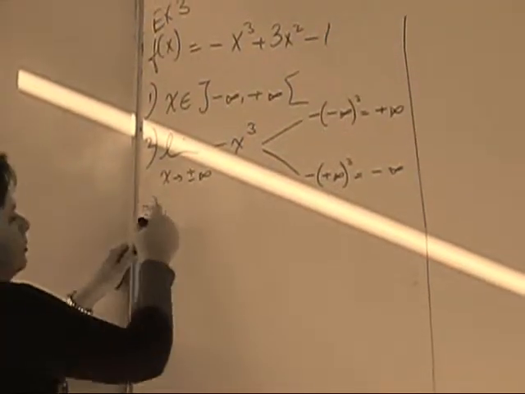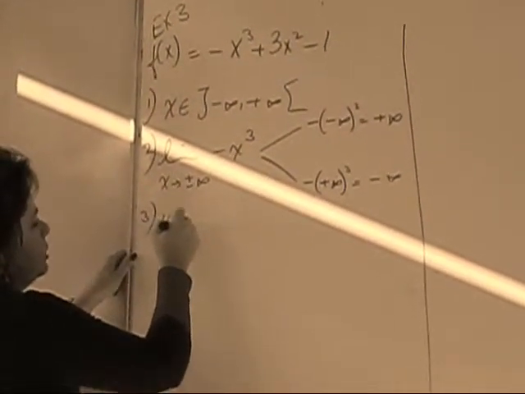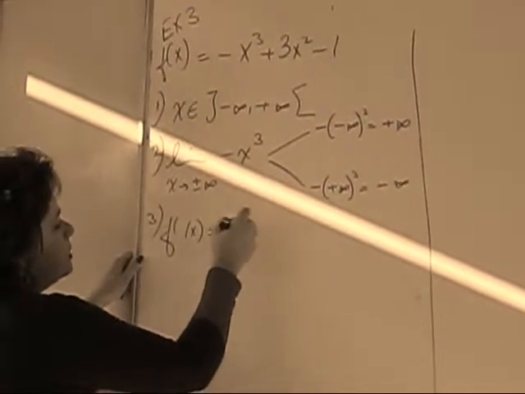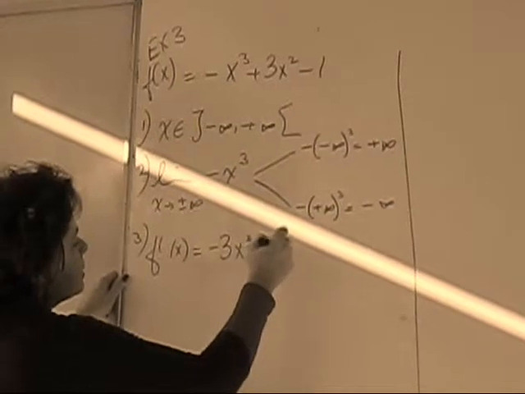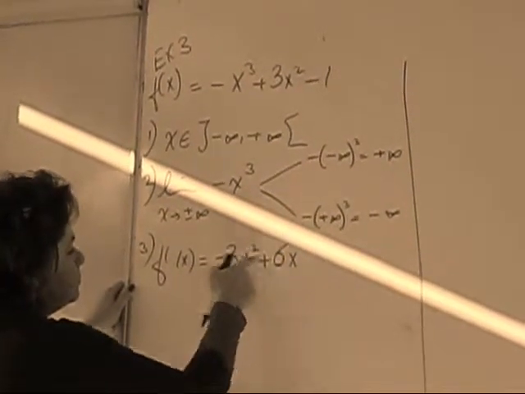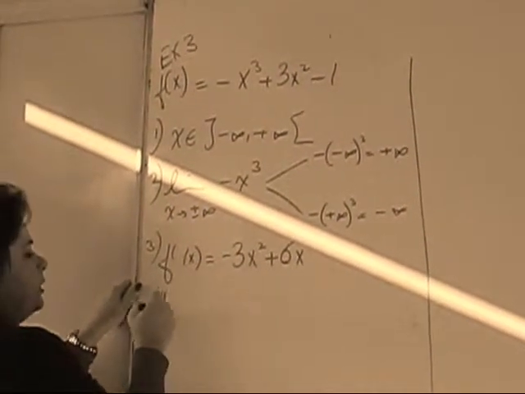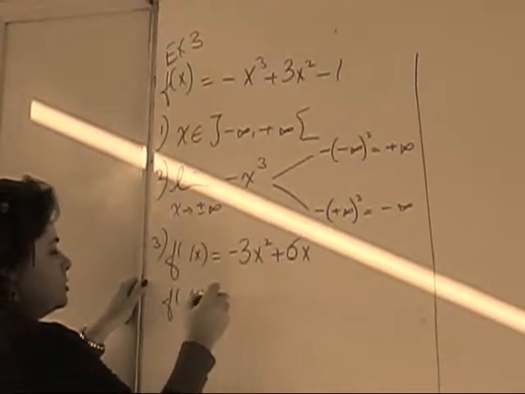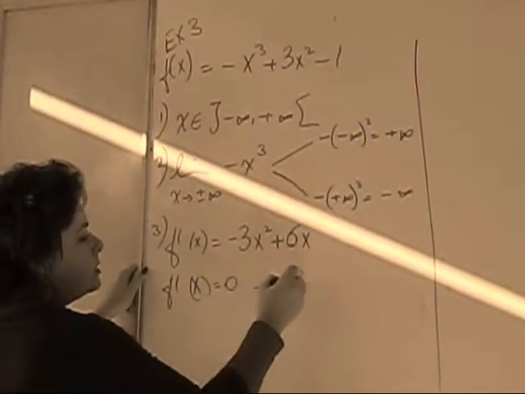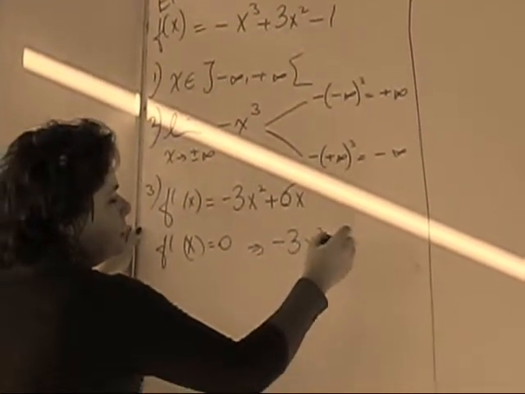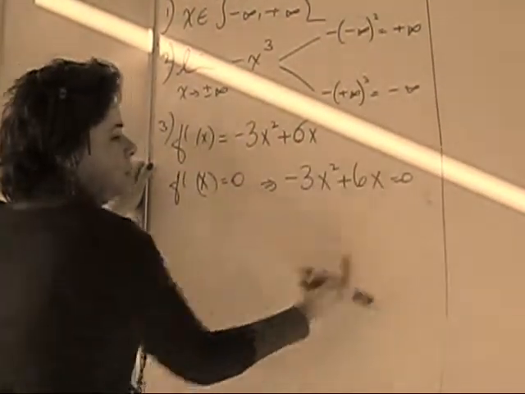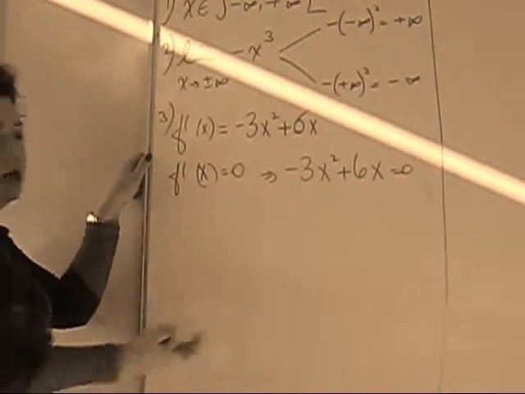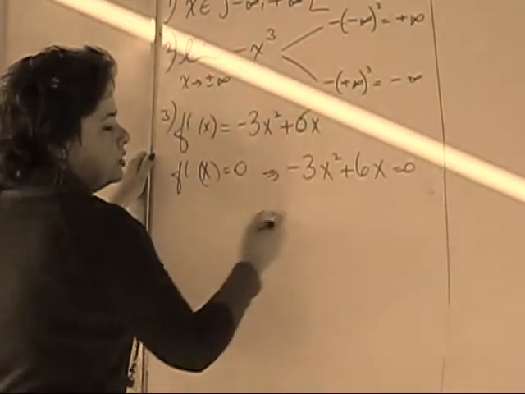3. F prime, the derivative of the function, equals minus 3x squared plus 6x. And that's it. Now you put f prime of x equals 0, so minus 3x squared plus 6x equals 0. We divide by minus 3 because we can, since you have an equation equal to 0.